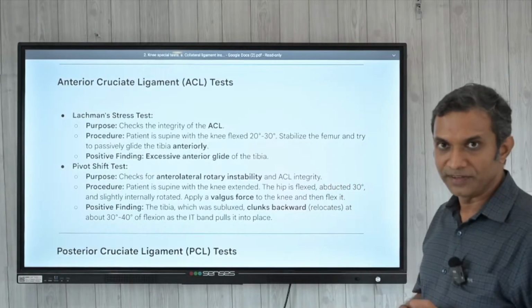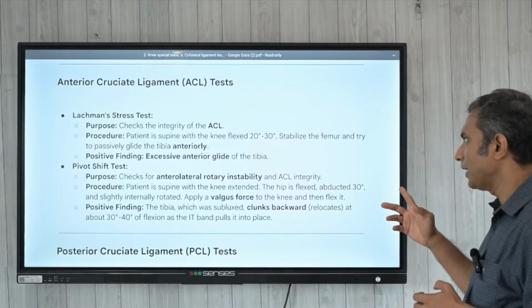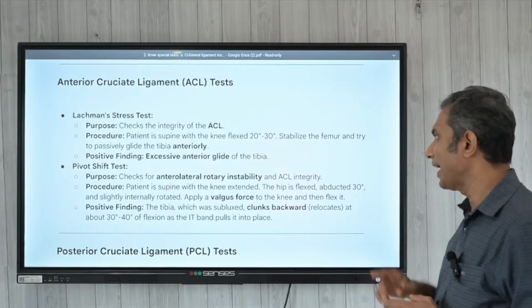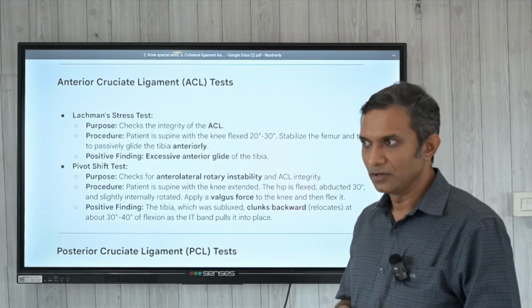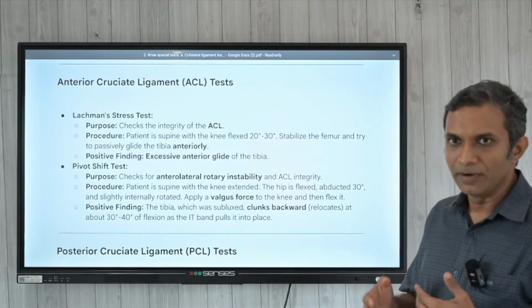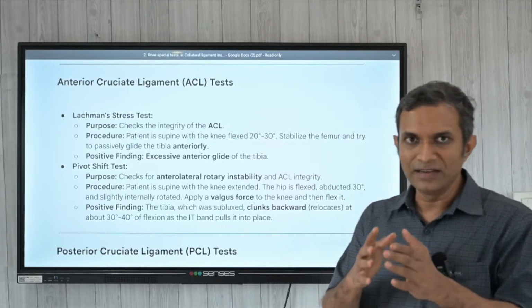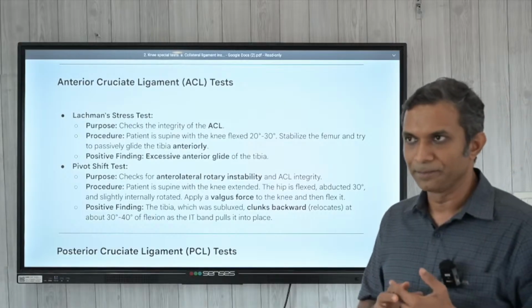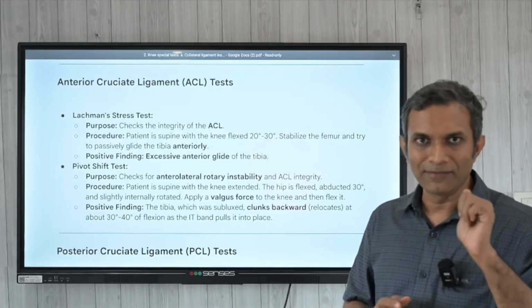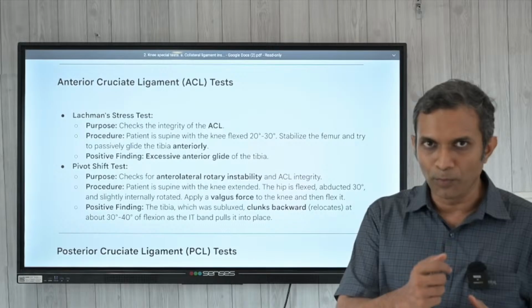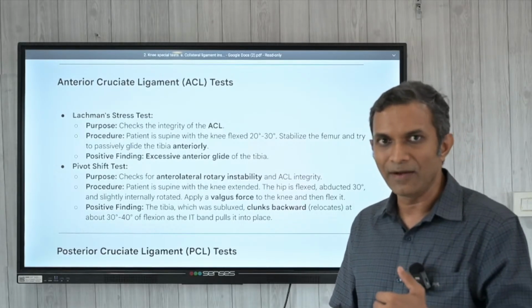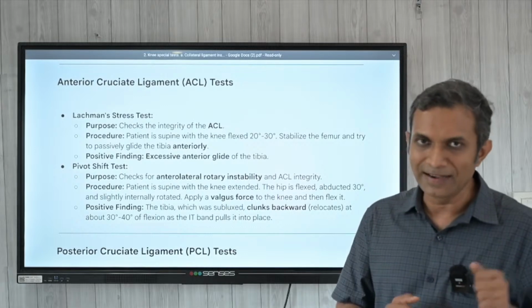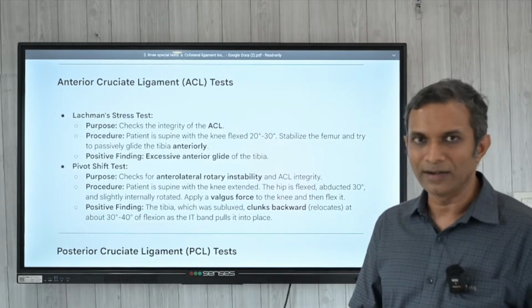Pivot shift test. The pivot shift test checks for anterolateral rotatory instability. When we talk about the stability of the knee joint, we can consider the knee joint as different quadrants, right? Anteriorly we have the anterior cruciate ligament, posteriorly the posterior cruciate ligament, medially the medial collateral ligament, and laterally the lateral collateral ligament.